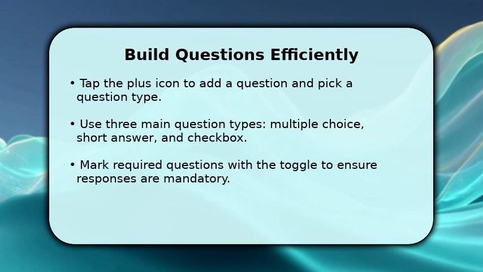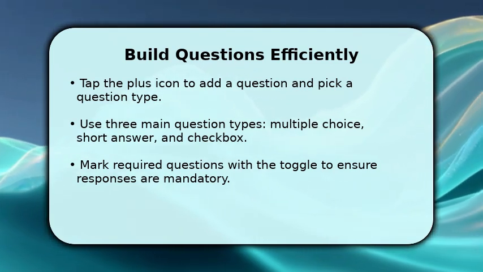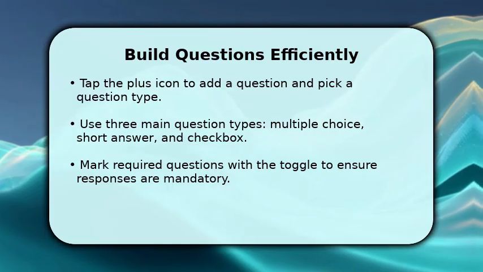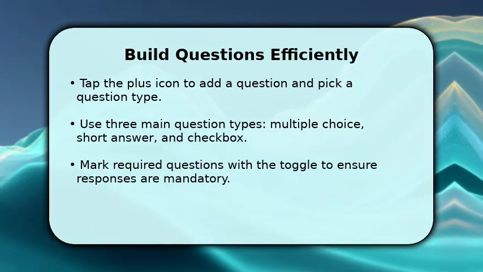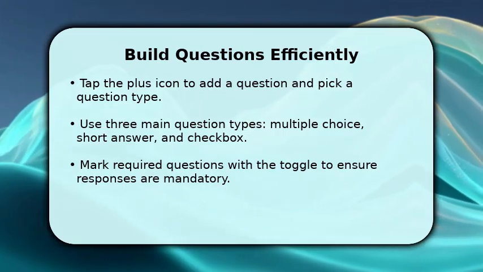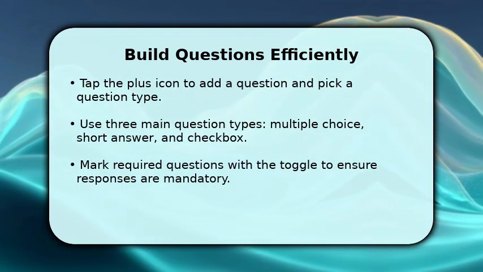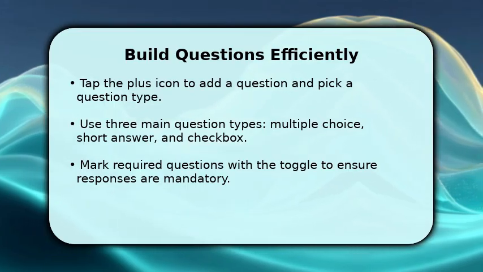Tap the plus icon to add a question and pick a question type from the menu. Use the drop-down to choose multiple choice, checkbox, or short answer as needed. Write a clear question and add helpful option text or a placeholder. Mark required questions with the required toggle so respondents must answer before submitting.